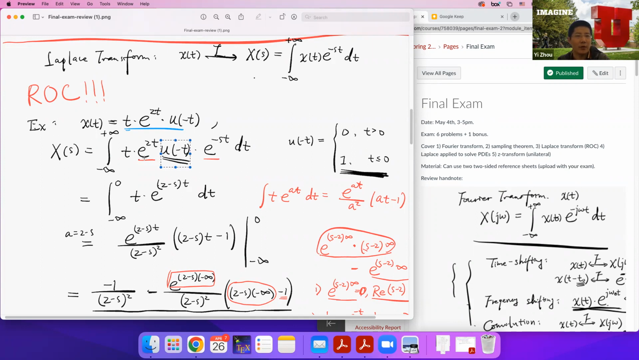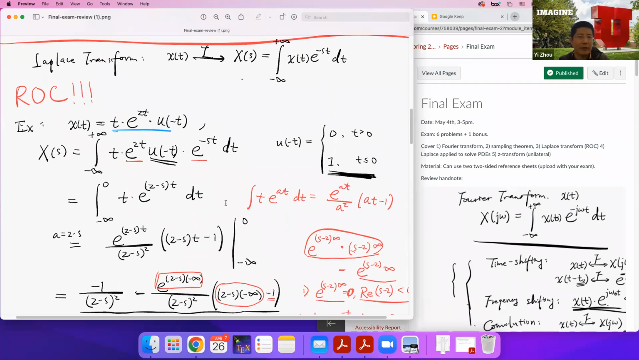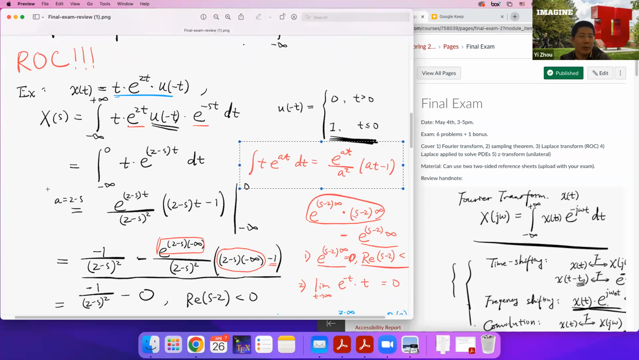For the rest of the terms, we can combine these two exponentials, giving us this factor, e to the power of (2 minus s) times t. Here we can utilize the existing result for integration. This is a formula: for any a, the integral of t times e to the power of at equals this one. In this case, we treat a as 2 minus s and apply this formula. Doing that, we obtain this result.